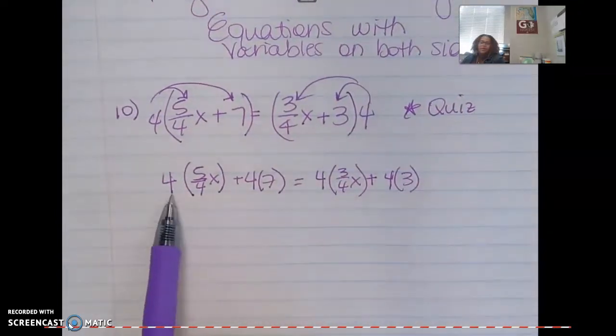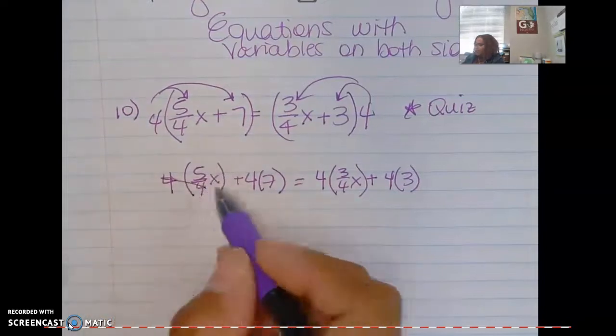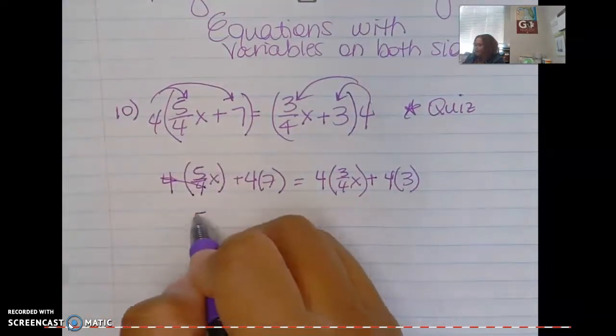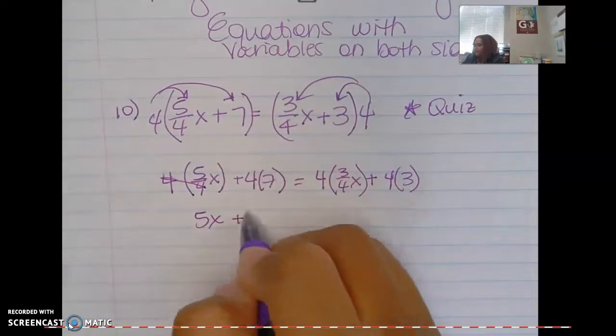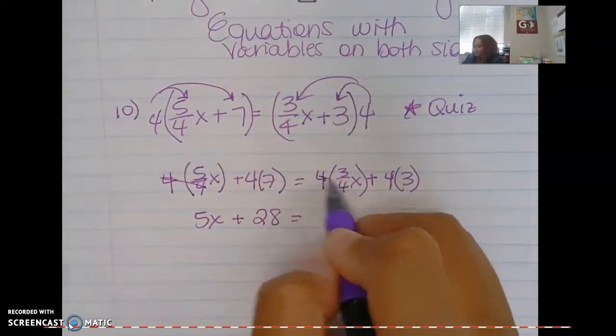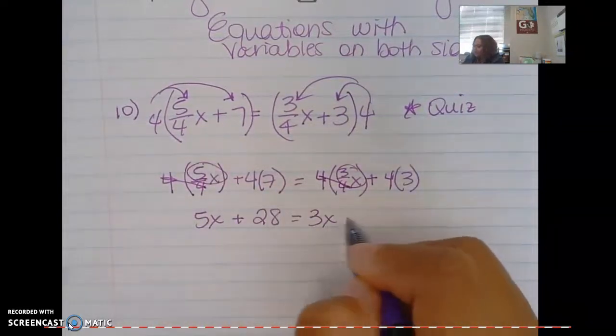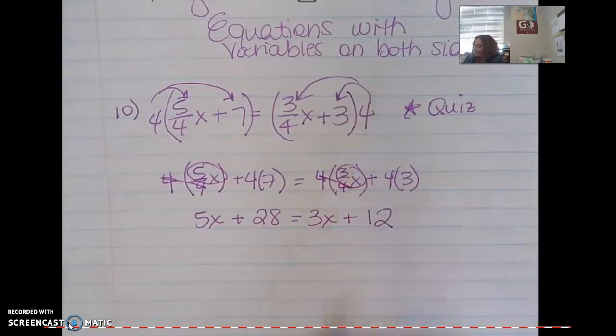So then I would do this 4 times 5/4. These 4s cancel out. This becomes 20 over 4, which is just 5. So 5x, 4 times 7 is 28 equals 4. These 4s cancel out. I'm left with 3x, 5x over here, plus 4 times 3, which is 12.